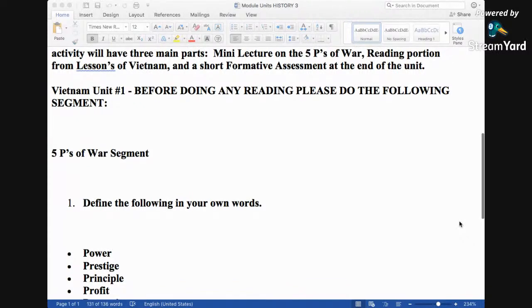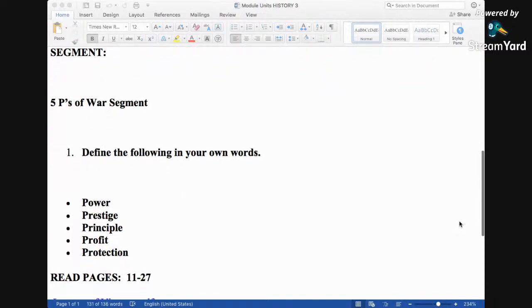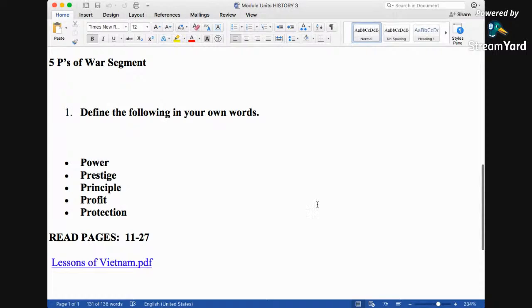Now, on unit number 1, before doing any reading, please do the following, and this one's important: the 5 Ps of war segment. You're going to define these in your own words, like power. And just so you know what's going on in my brain, in regards to power, first and foremost, I'm going to do this.